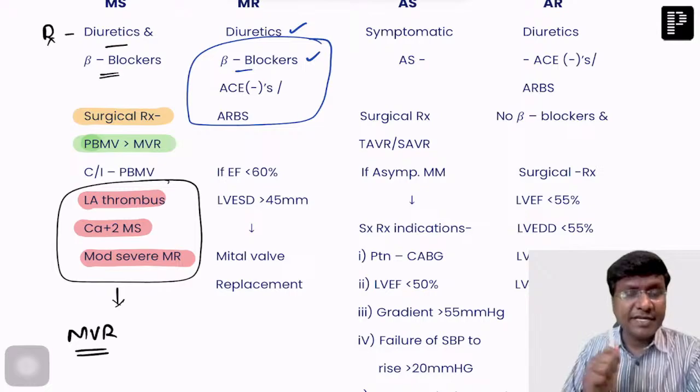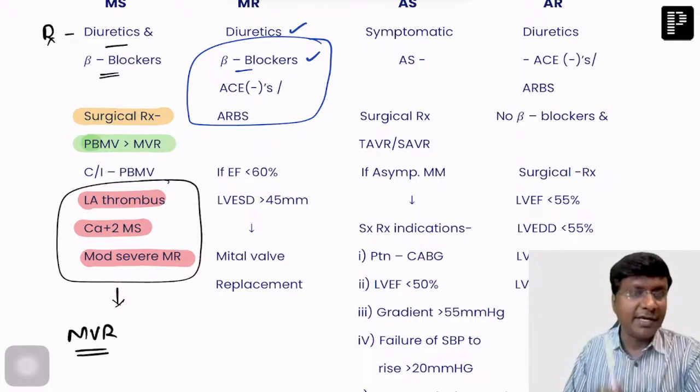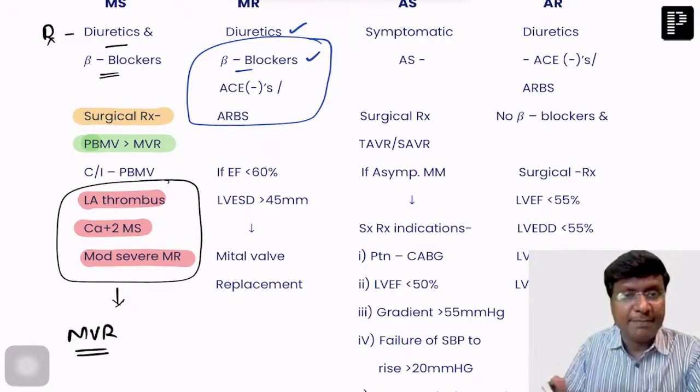Beta blockers, ACE inhibitors, and ARBs prevent cardiac remodeling and reduce mortality in patients with heart failure, for which you need to give them. And when is there a requirement of mitral valve replacement?